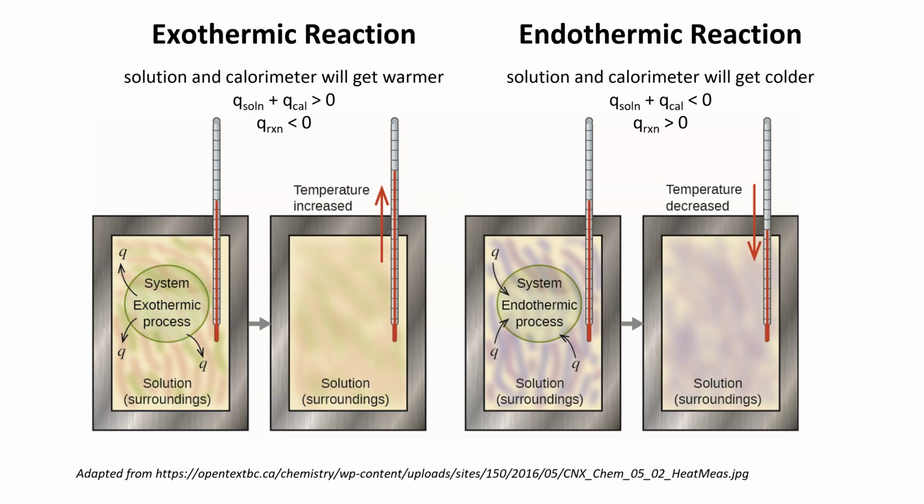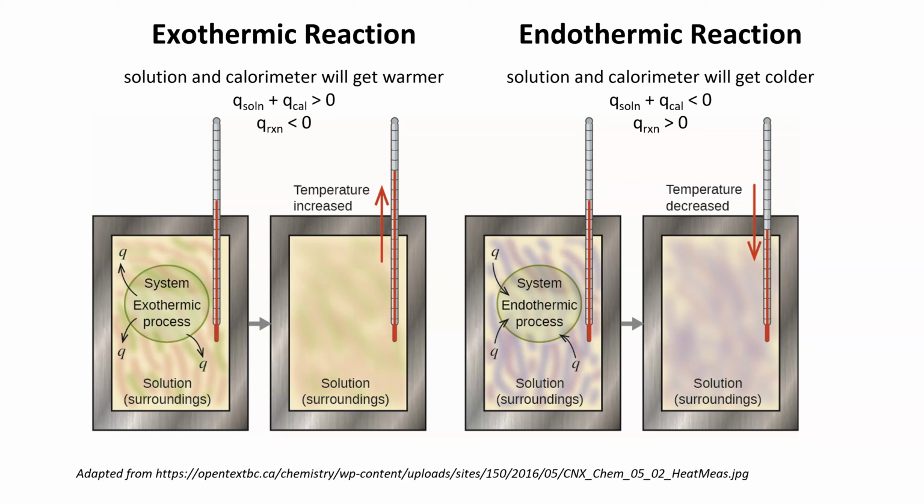So the Q for the solution, where SOLN is our shorthand for solution, plus the Q, or the heat, for the calorimeter, where CAL is our short version of calorimeter, the sum of those two things is going to be greater than 0. And the Q for our reaction, where RXN is our shorthand, will be less than 0. So what's going to happen is that as our solution is exposed to this reaction, that solution, or the surroundings, are going to be gaining the energy that the reaction is releasing. So the temperature of our surroundings is going to increase.